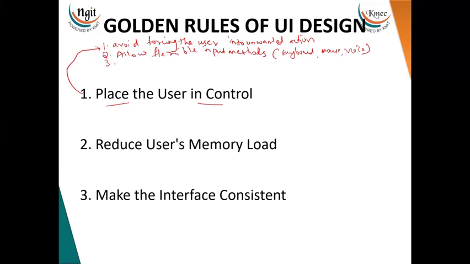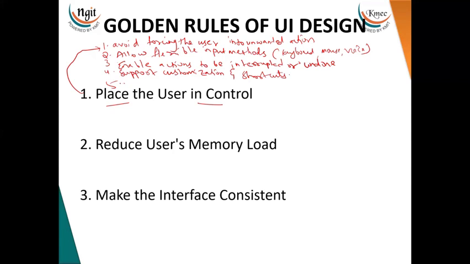Next, the third point says allow user interaction to be interruptible and undoable. The user shall be able to easily interrupt a sequence of actions to do something else without losing the work done so far. Users can also undo any action, right? So we should enable actions to be interrupted or undone. Then the next one says streamline the interaction as skill levels advance and allow the interactions to be customized, which means we have to support customization and shortcuts.